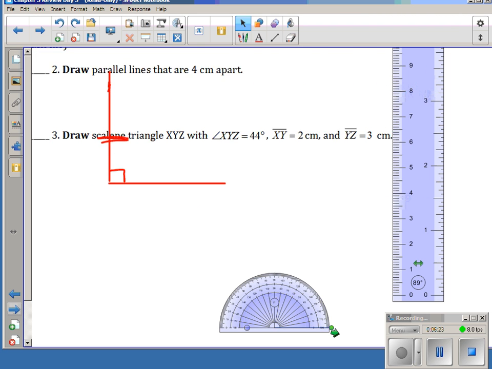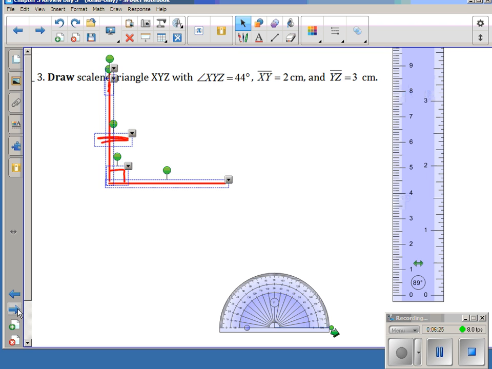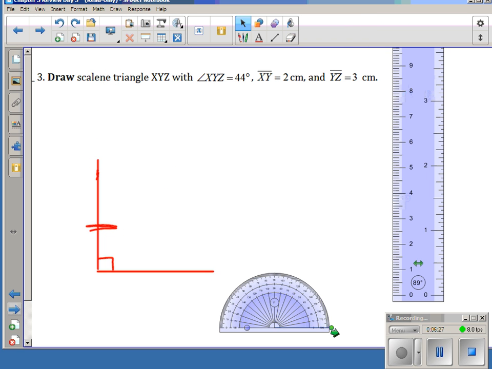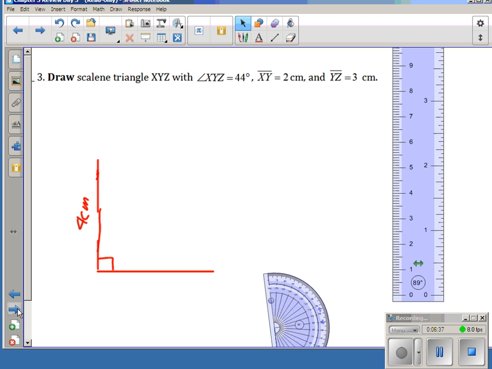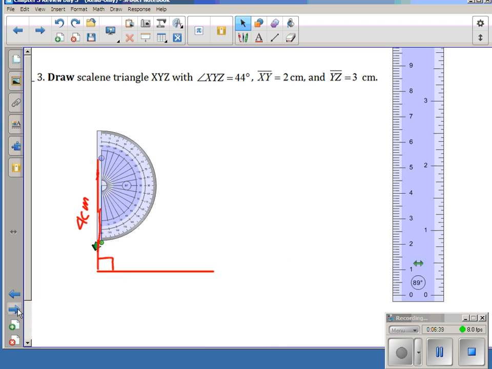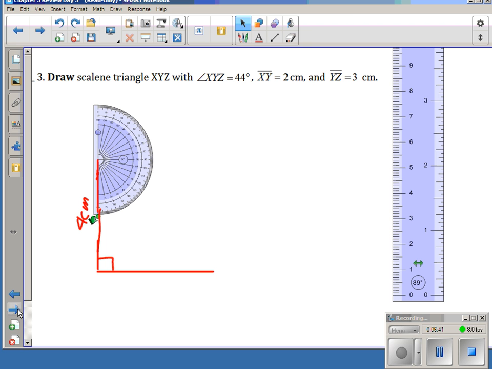So hold on. I'm just going to get our words away for now. So we're drawing parallel lines. All right, so I know that this is 4 centimeters, and I know these are perpendicular. The next thing I need to do is to draw another 90 degree up here. So I'm going to turn it sideways.